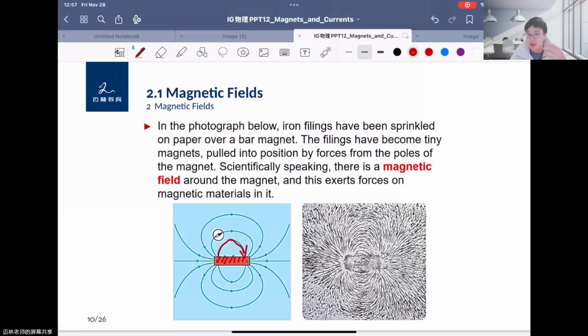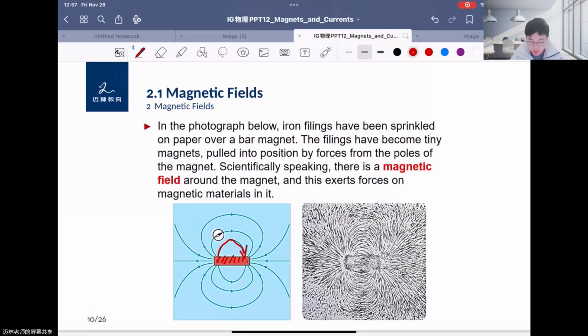We knew that the positive charge will give out the electric field, and the negative charge will receive the electric field, right? So we can say, oh, here we just consider the north pole very similar to the positive charge. So it will release the magnetic field outside, okay? And the south pole will receive the magnetic field, okay?